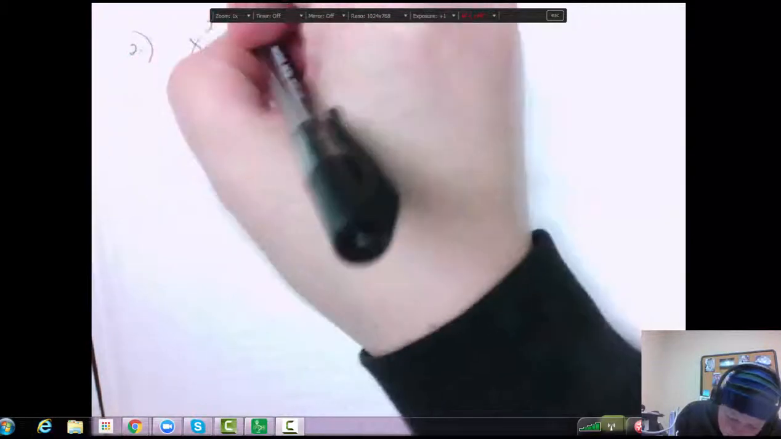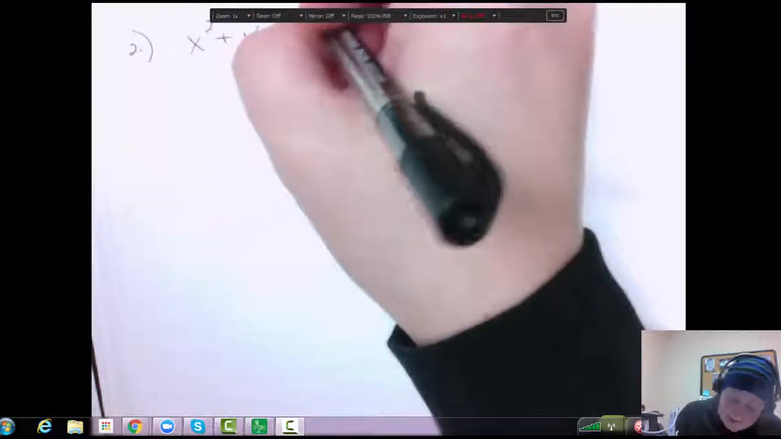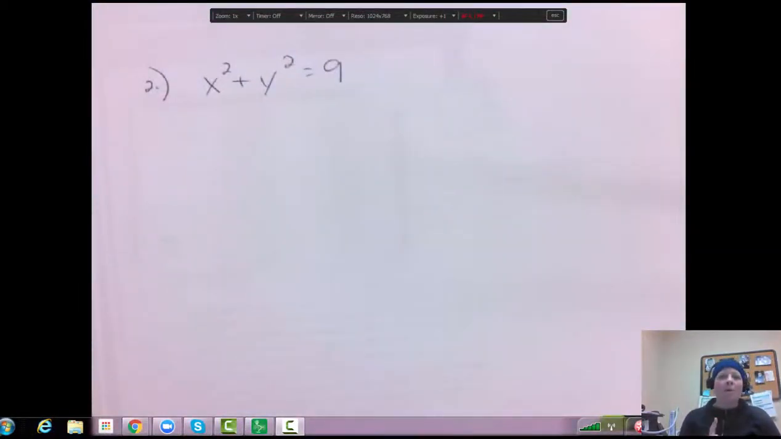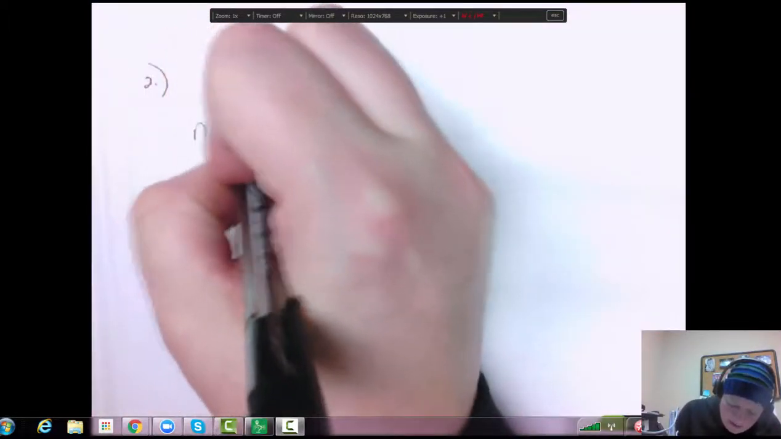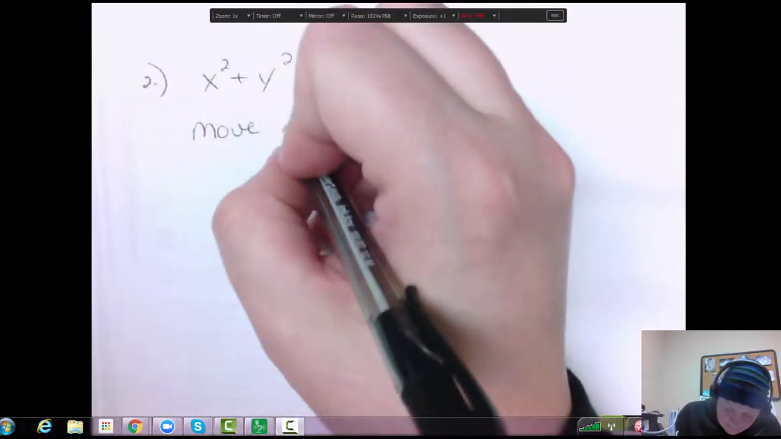What if I said something like this? All right, I have the circle x squared plus y squared equals 9. So right now, what is the center of this circle? Right, it's at 0, 0. And what is the radius? It's 3. So we know right now it's at 0, 0 and the radius is 3. What if I wanted to move this down? Move it down 1 unit.